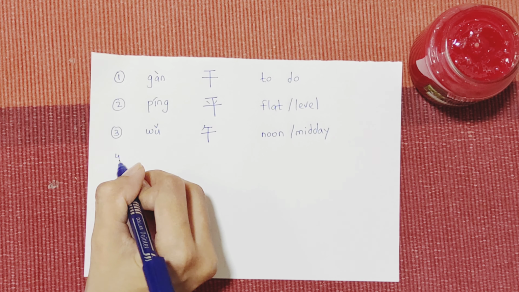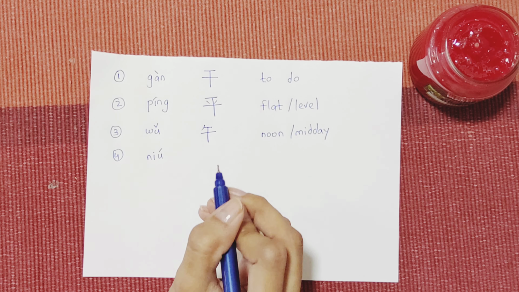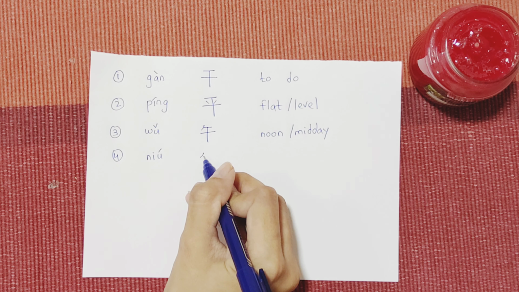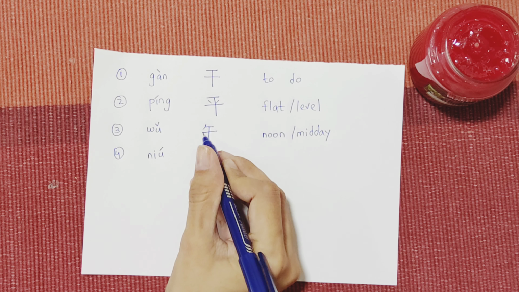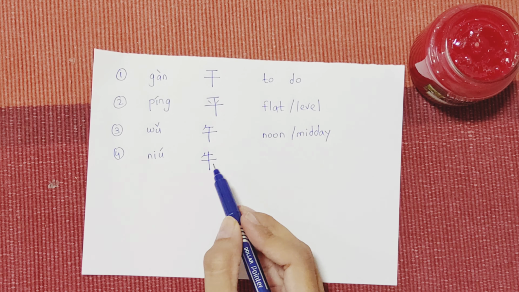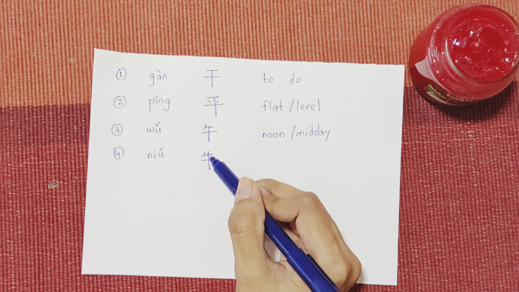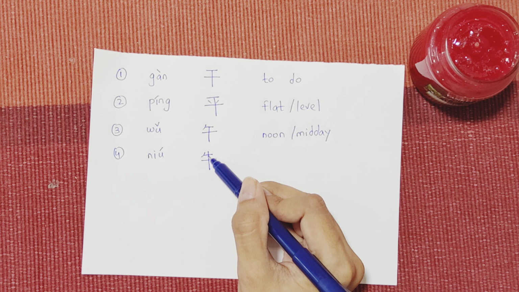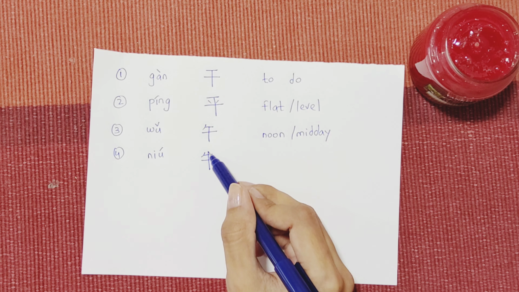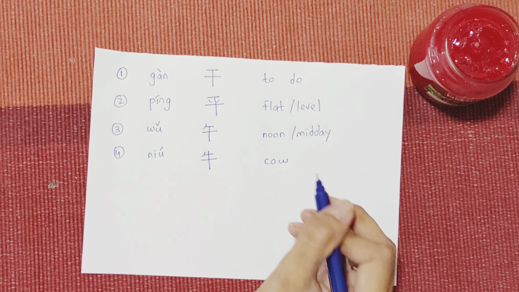Alright, now the fourth word is neo. And now this one is pretty similar to wu. The only difference is that other than this tiny stroke, you also draw this line through the first horizontal line. That is, the only difference between wu and neo is the fact that the first vertical line is going to go through the first horizontal line and not as in wu, right? So this is the only difference between these two. And neo means cow.